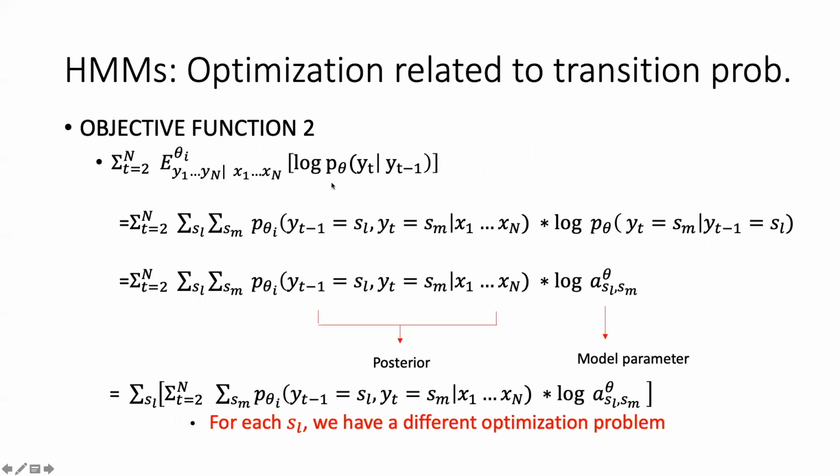Similar approach is carried out for the objective function to estimate the parameters of transition probabilities, computing the conditional expectation and factorizing it in terms of posterior and model parameters. Let's see what the posterior in this case looks like.